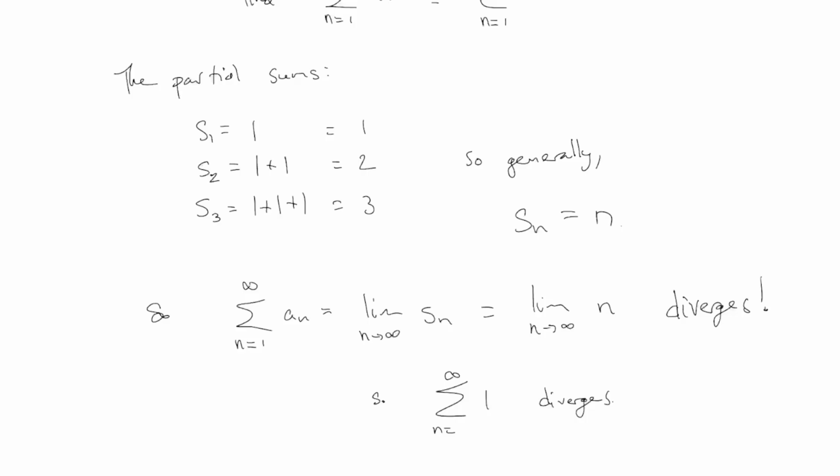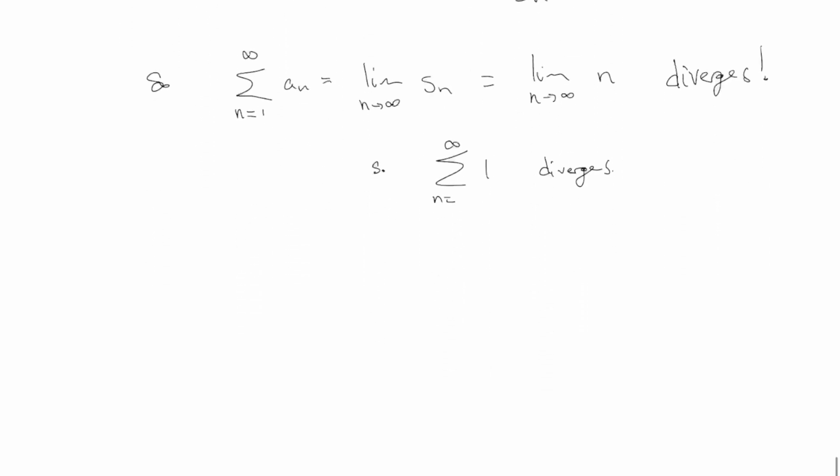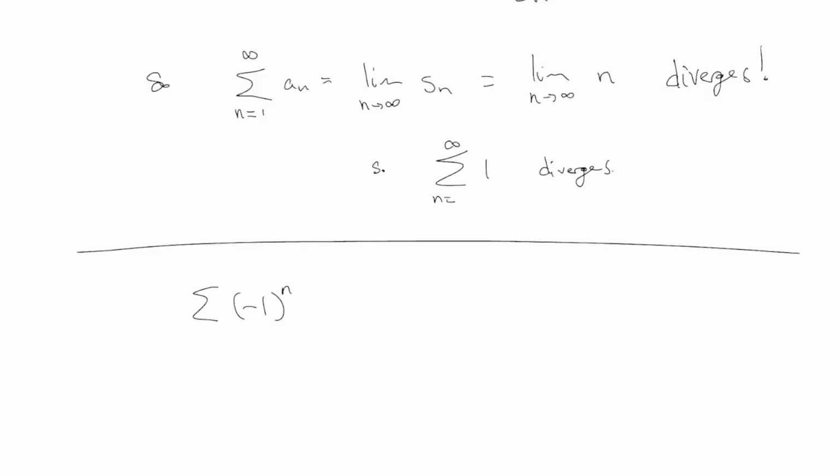The next example, maybe slightly surprising. I don't know. What about this? The sum of negative 1 to the n going from 1 to infinity. All right. This is the same as before, only with a negative 1 to the n instead of a 1. Now this one is a little strange in my opinion.